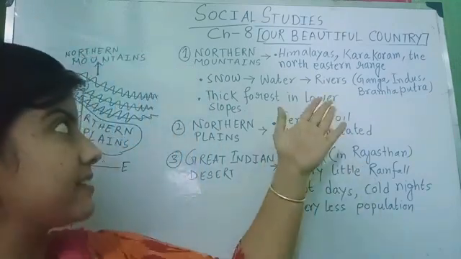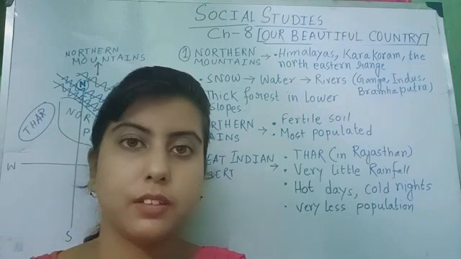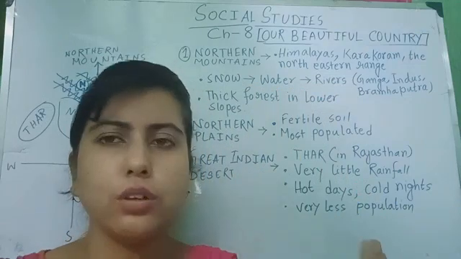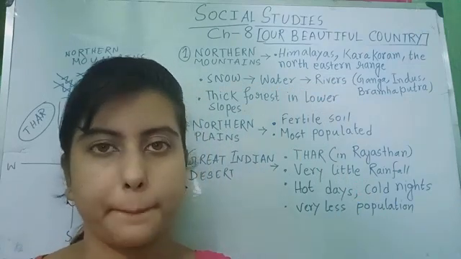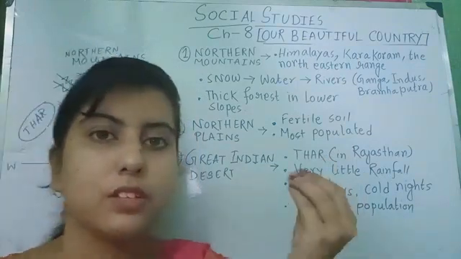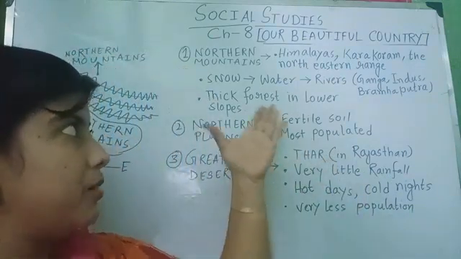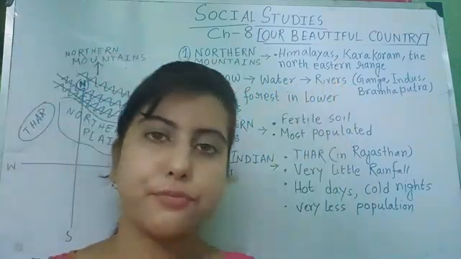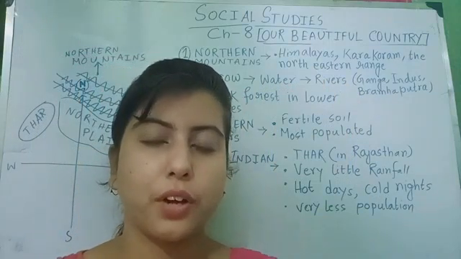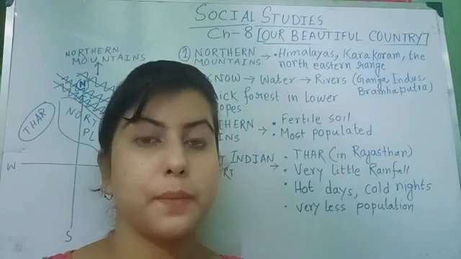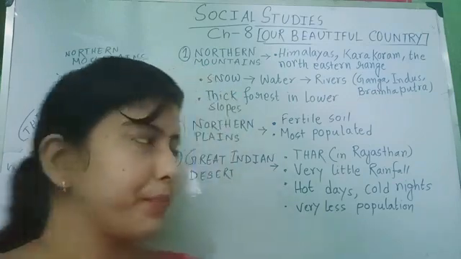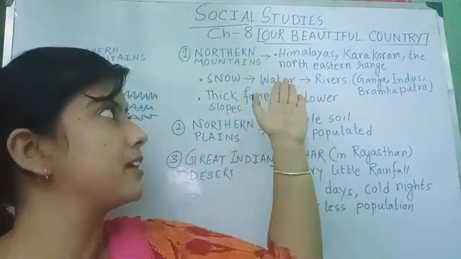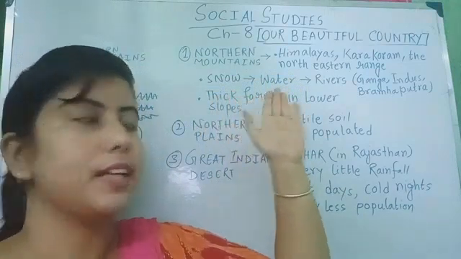Now, the next thing is that most of the time throughout the year, the top peaks of the mountains are always covered with white snow. And sometimes the snow becomes water, and that water becomes the rivers that flow in the northern part of our India and also in Pakistan and Tibet.